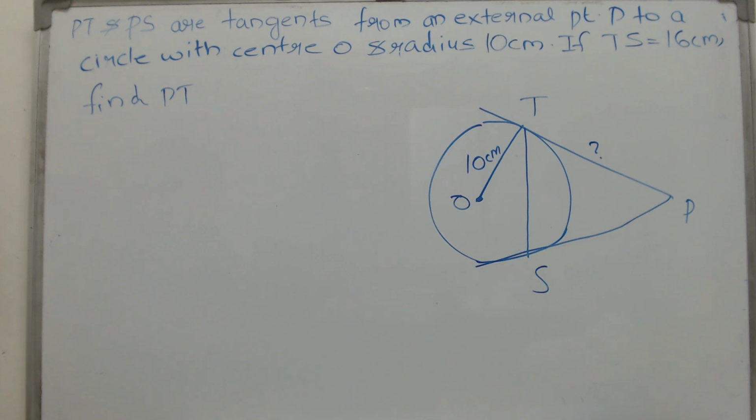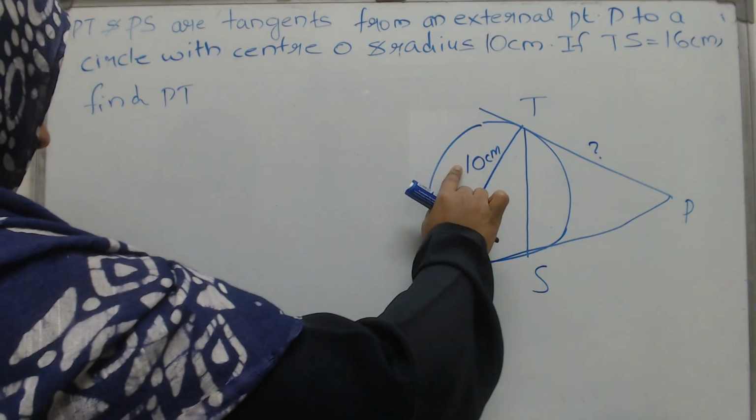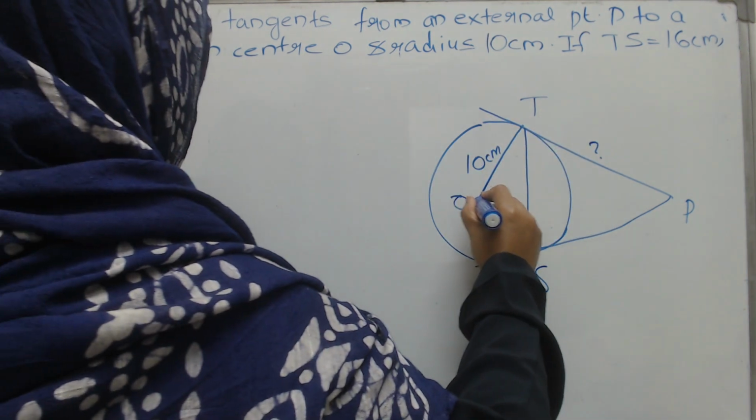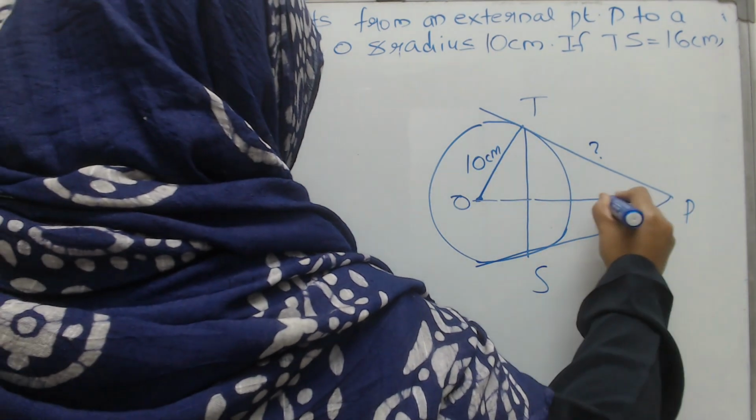Now, is there any way we can connect what is given and what is asked? Any way we can connect these two? What about drawing a line like this?